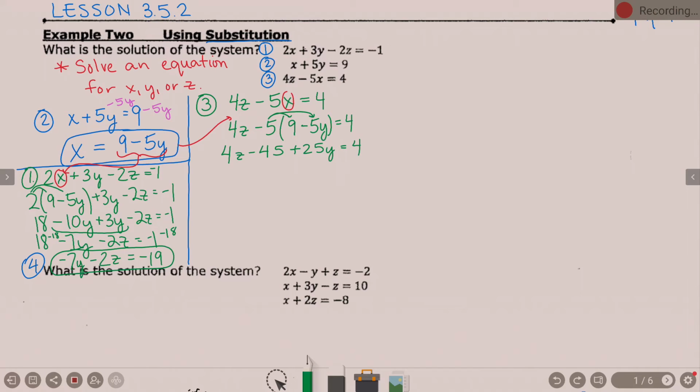Okay. Equation 4 over here was a y term, a z term, equals a number term. Go for that matching form. And I need to add over. Okay. If we have a minus 45, we can add 45. So then I have 4z plus 25y equals 49.